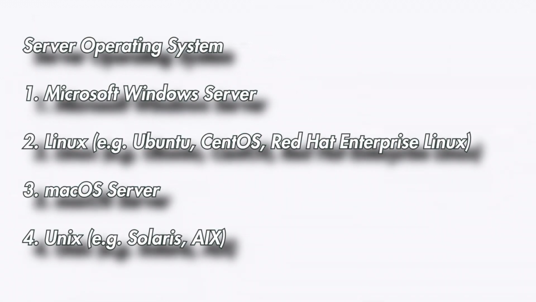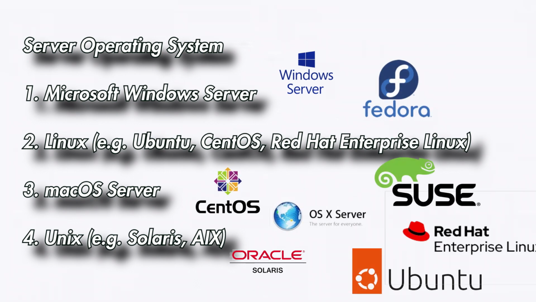The host machine that has the web server on it will consist of the following. A server operating system. This is the software that runs on the host machine that provides the necessary tools and services for hosting the websites. A service, for example, would be the web server software that's on that host machine that helps us serve the website's contents. Here are some examples of server operating systems. Microsoft Windows Server, Linux, so Ubuntu, CentOS, Red Hat Enterprise Linux, Fedora, and much more. macOS Server, Unix, like Solaris, AIX, etc.